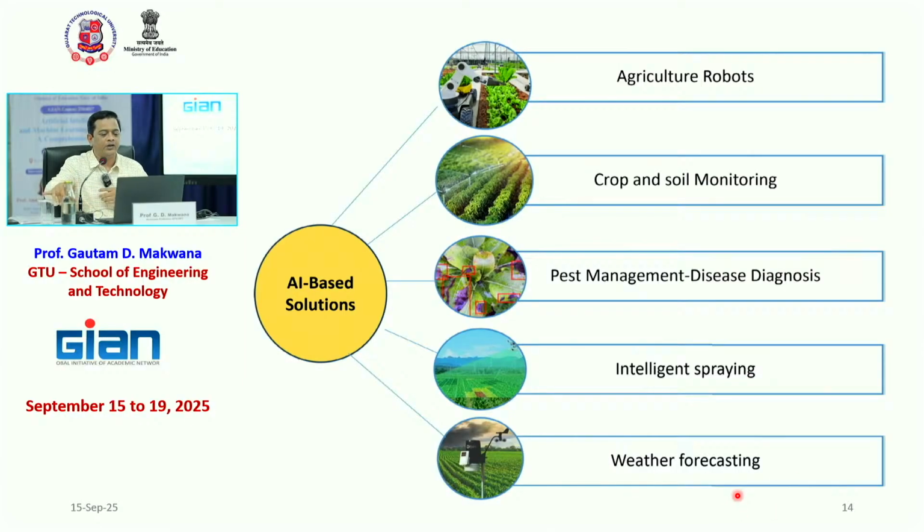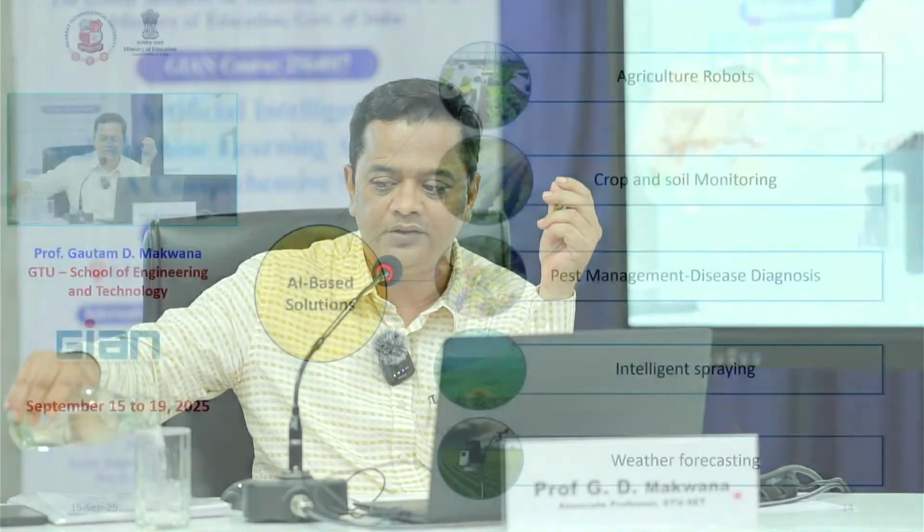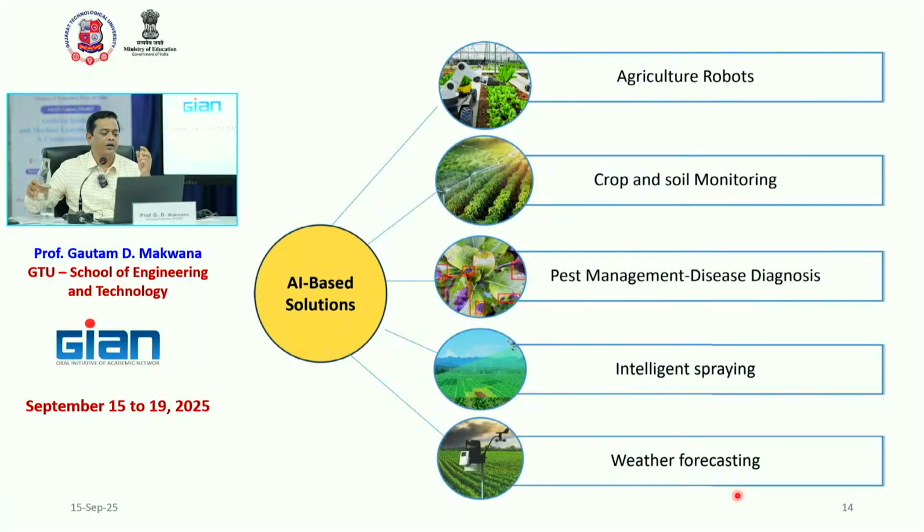Okay, so we know weather is one of the reasons for crops to fail. So if you know in advance what the weather will be after 2 days, if it is going to rain, then there is no need to irrigate my rainy areas. So such weather forecasting is required.